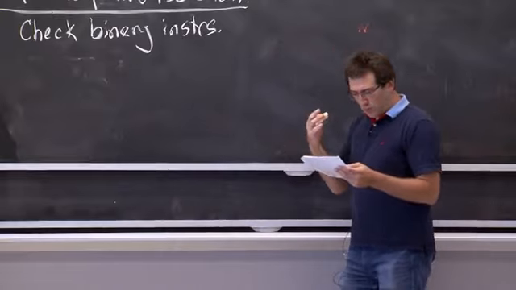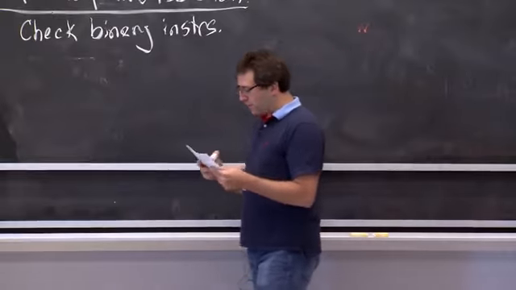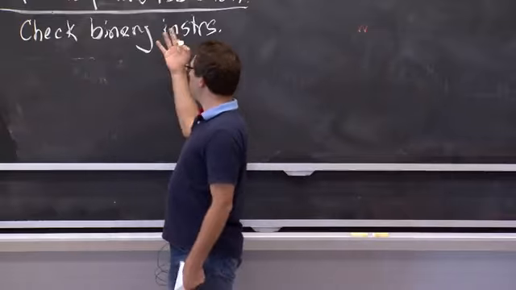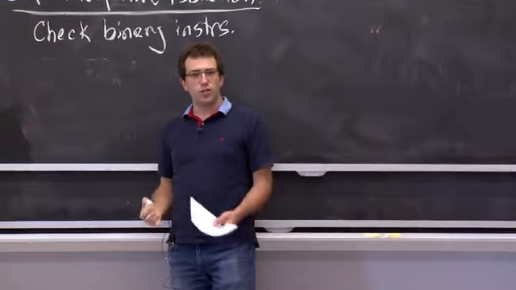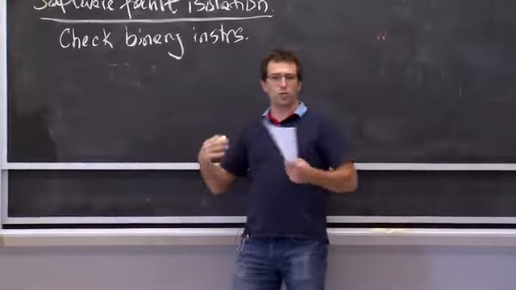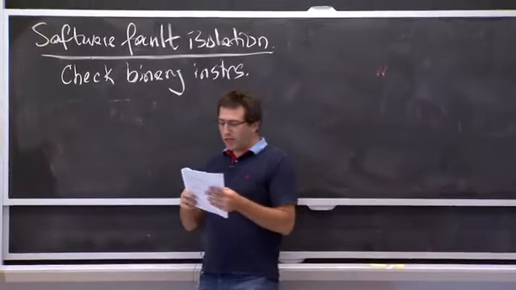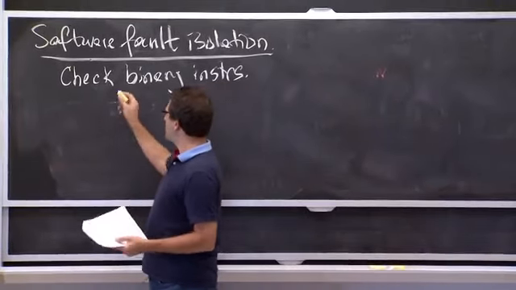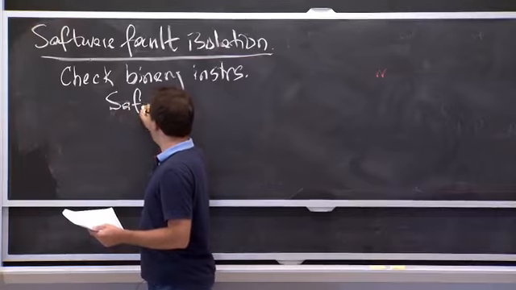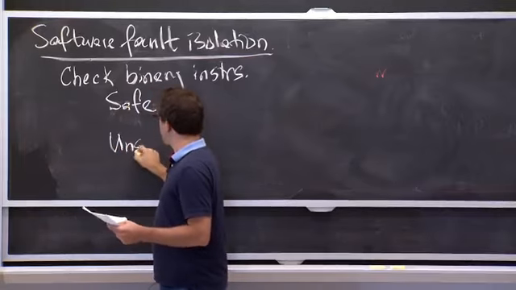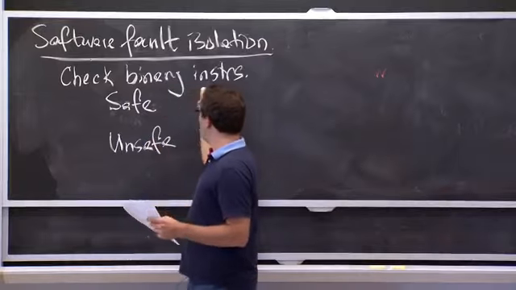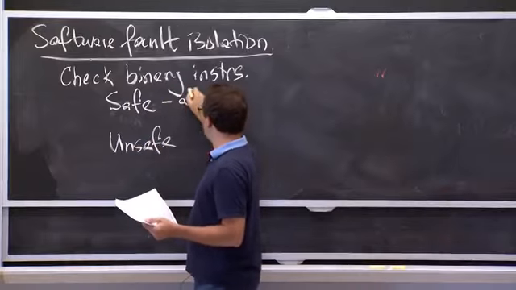So we'll talk about exactly what this means. But roughly, what they're going to do is they're going to look at pretty much every instruction in the binary code that is served up to the browser. And they're going to decide that particular instructions are going to be safe or unsafe. So what do they do for safe instructions? Well, they're just going to allow them.